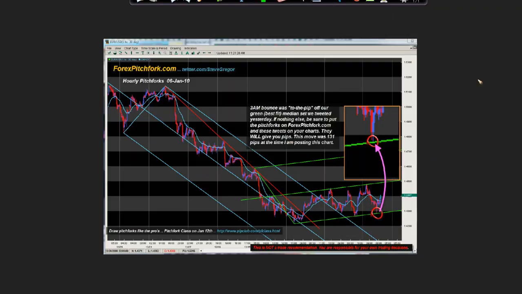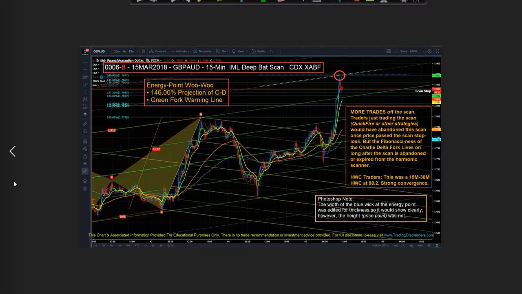All right, there was a question. I want to go back to the previous slide because I don't really want to do this, but I don't want to leave anybody hanging. This is the 146 Fibo. It's not a warning line. This is a fork Fibo of the CD move. Here's the Fibo right here.